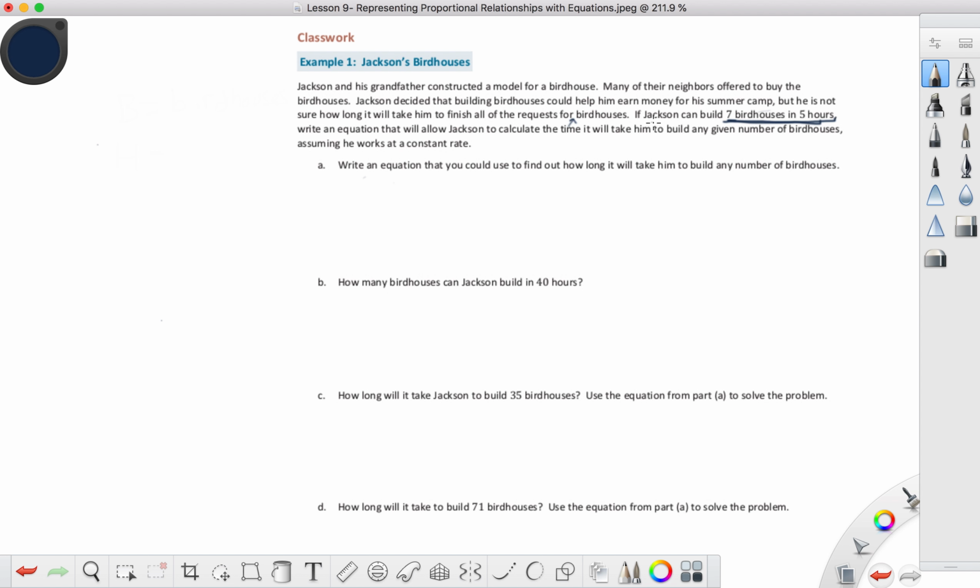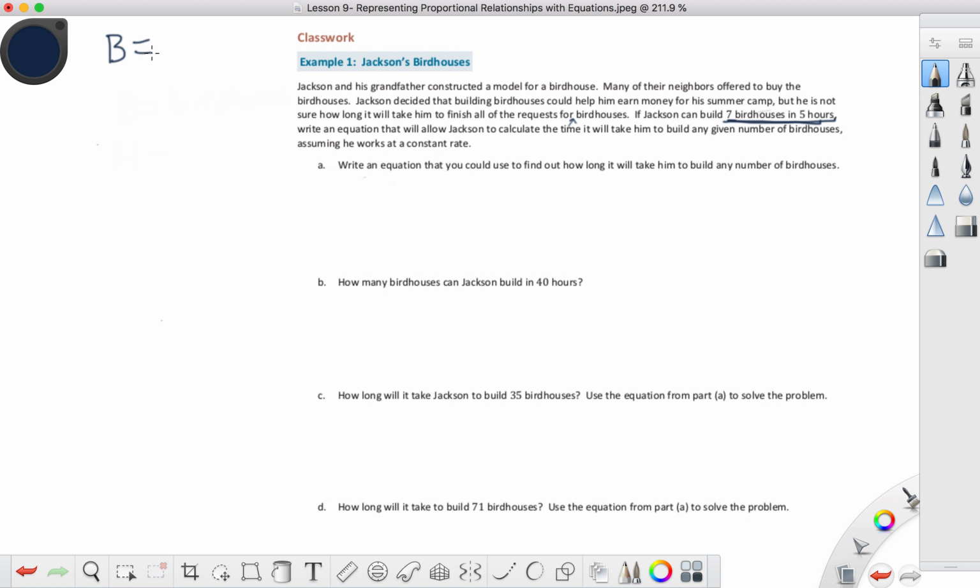My bad. If Jackson can build 7 birdhouses in 5 hours, write an equation that will allow Jackson to calculate the time it will take him to build any given number of birdhouses, assuming he works at a constant rate. A says, write an equation that you could use to find out how long it will take him to build any number of birdhouses. So the first thing we need to do here is set up some variables.